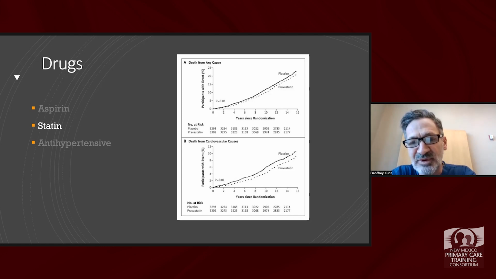This is a figure from the West of Scotland trial, which is one of the initial primary prevention trials of pravastatin. This was back in the late 90s, early 2000s. This was really the seminal trial that proved that you could reduce someone's risk of dying, death from any cause. All-cause mortality is a really hard thing to prove that you've impacted. These people died less and had a lot less cardiovascular death with pravastatin used in primary prevention.